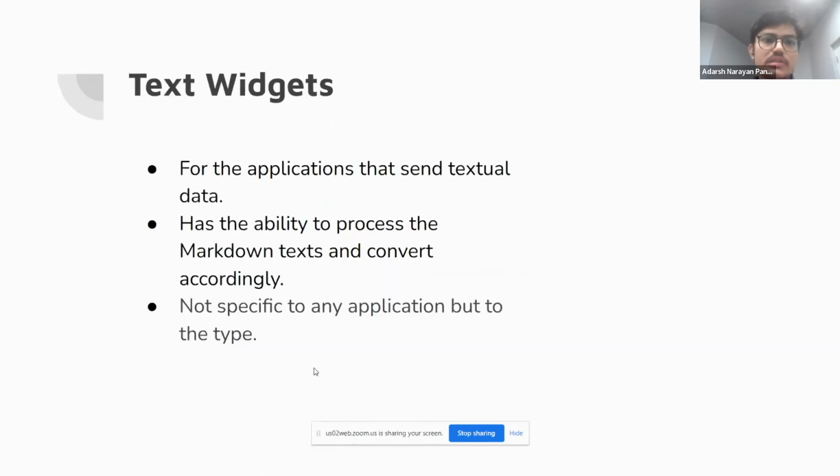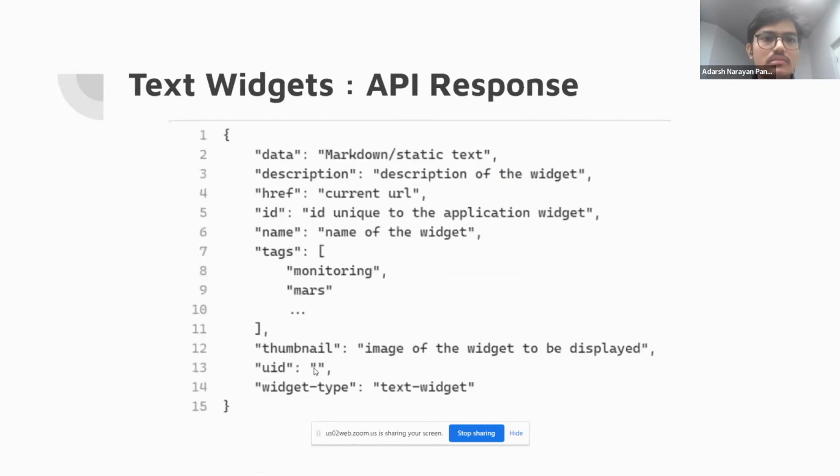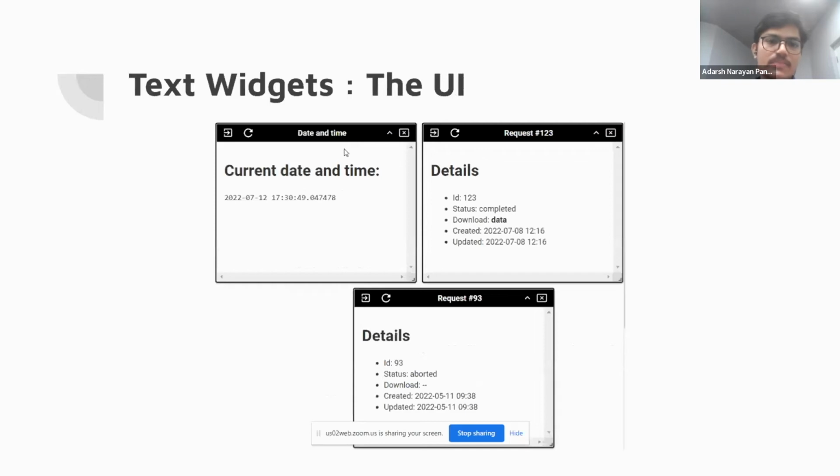Next, we move on to the text widgets. These are for textual data and have the ability to process markdown text and convert accordingly. So this is how the API response of a text widget looks. We'll have some metadata, and then the data will be something like this, markdown or static text, and then that will be rendered like this.